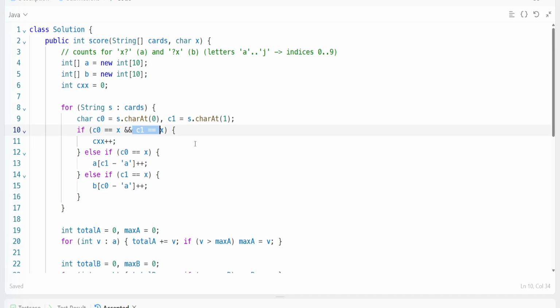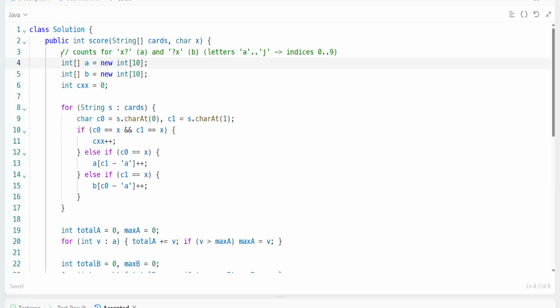So effectively, each card must share at least one letter with X in the same spot. So what we will do is categorize the cards. How will we do that? Let's understand.